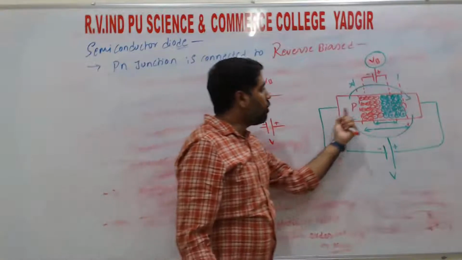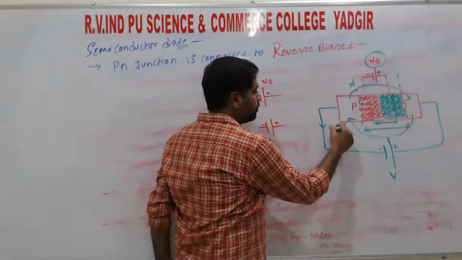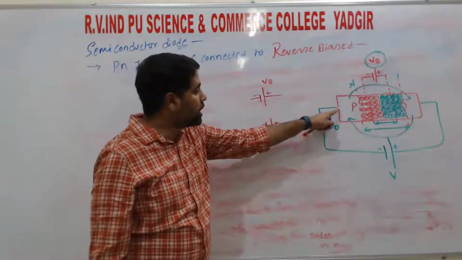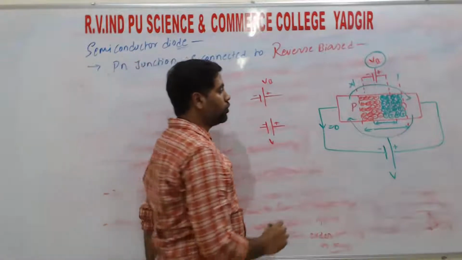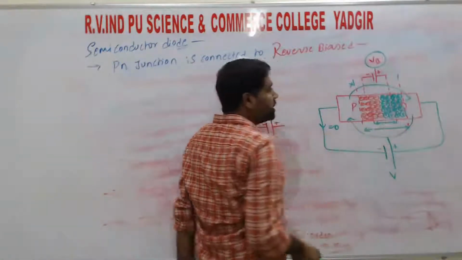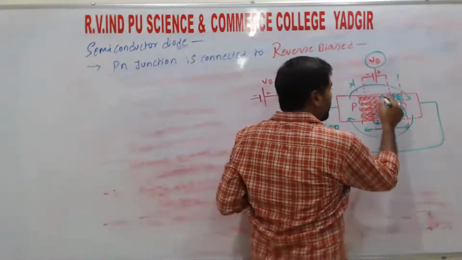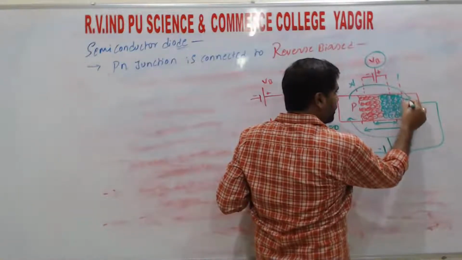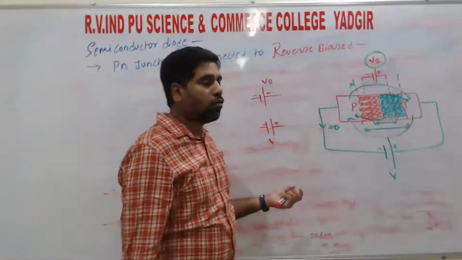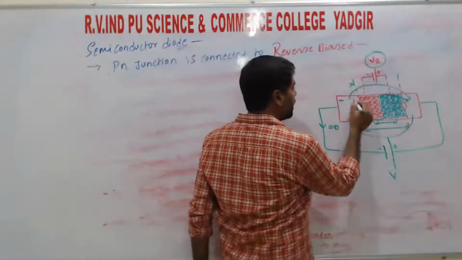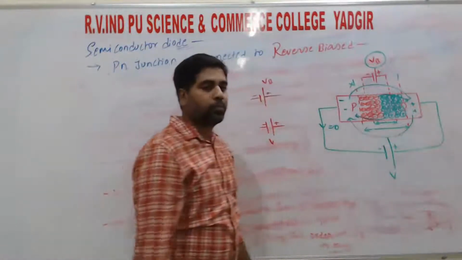That means the flow of current in the external circuit is almost zero. That means there is no flow of current in the external circuit, right? But due to some of the minority charge carriers, only a few electrons are able to diffuse from P type to N type and from N type to P type. That is only a few electrons. That means here we have minus and here we have some plus, right?